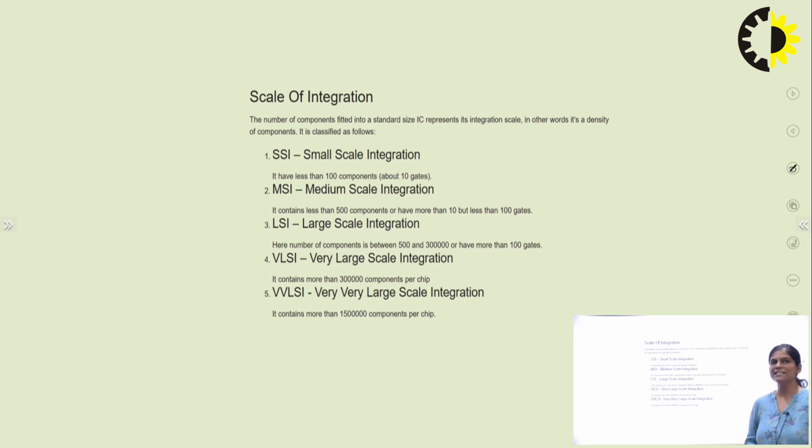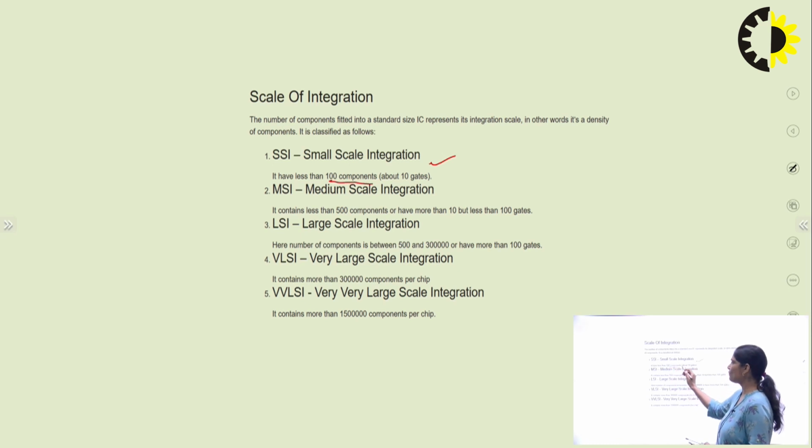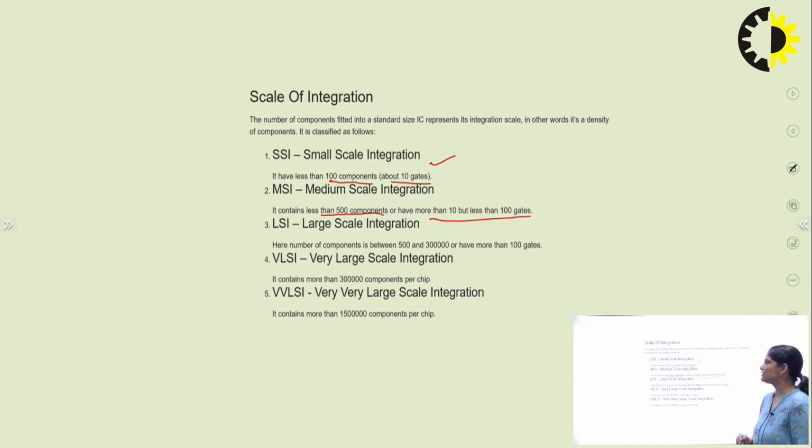Now what is scale of integration? Scale of integration is classified into 5 types. First is SSI, small scale integration. In this, less than 100 components, or about 10 gates, are there. Second is medium scale integration. In medium scale integration, less than 500 components are there, or more than 10 and less than 100 gates on a single chip.